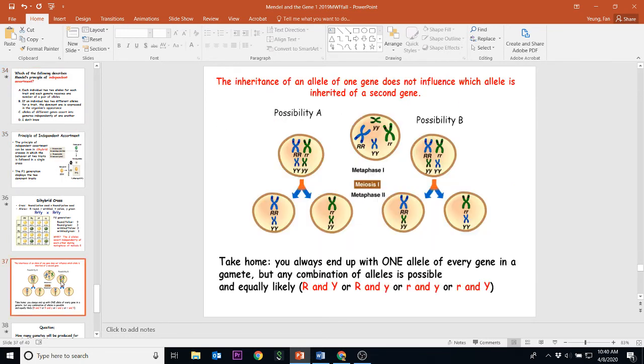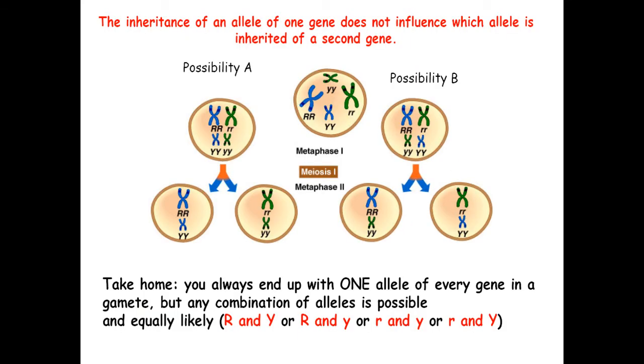Okay, let's get back together. So here's a picture to summarize what we just talked about, the principle of independent assortment. Here's the first picture in metaphase one. Let's see, where is it? In metaphase one, these are supposed to be tetrads, but it's not showing them as tetrads. So I think these two are metaphase one right here.